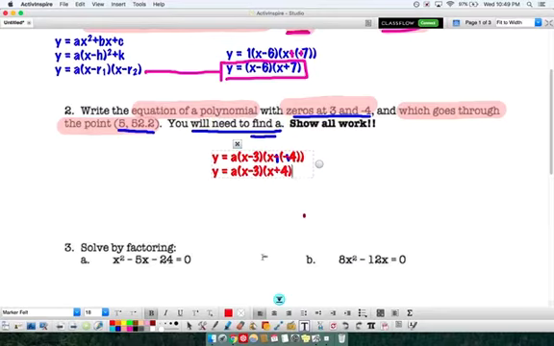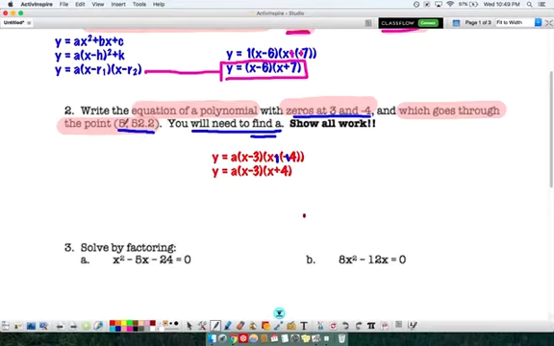Okay, now we're going to get tricky. We need to find a. Well, let's find out how to do that. Come back to this point right here. Have we used that yet? No, we have not. You think we might need to? Your answer should probably be yes. We need to use that. Let's do that. What's this value right here? Is it an x value or a y value? Well, it's an x value.